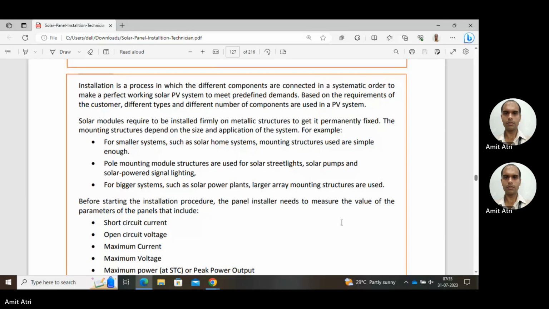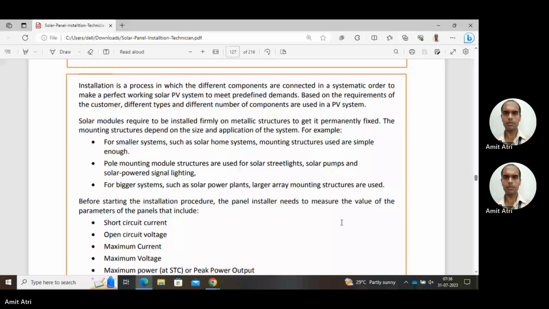So this is like a summary of the different concepts or topics which we have studied in this same course till now. I have also posted those videos in the playlist, so you can refer from there. Okay, so the installation process is connecting different components. So what are the components? Like the solar panel, the battery, the inverter, the charge controller, and as per the predetermined load, a predefined demand. It means we have to analyze the load as well.